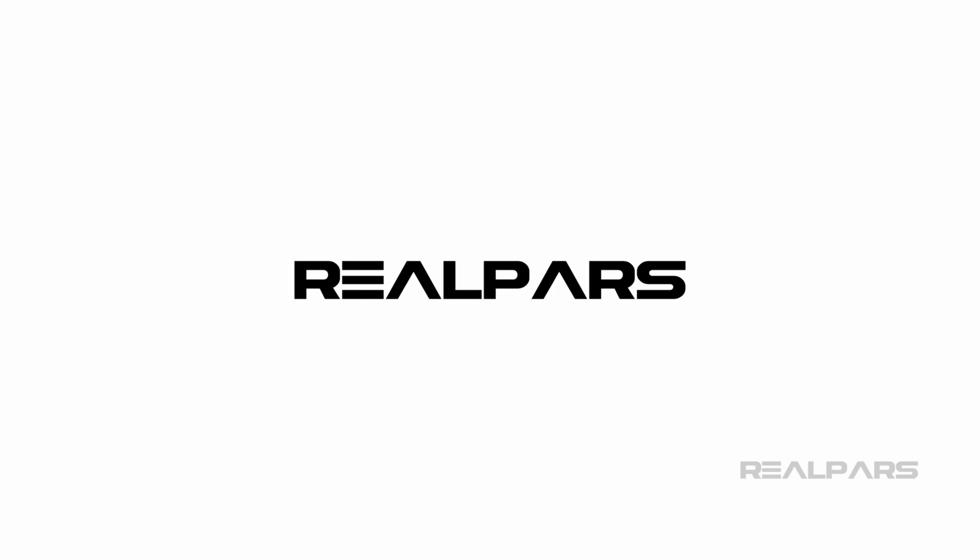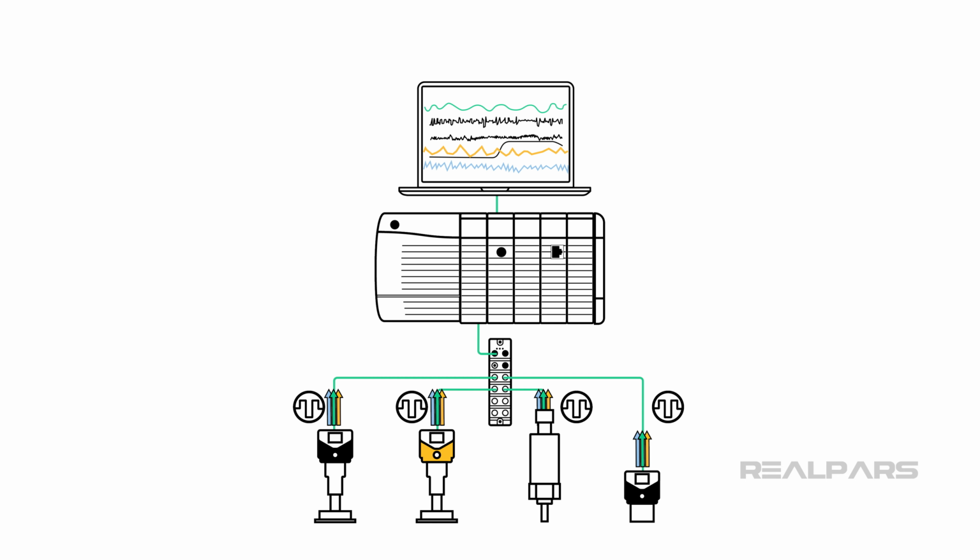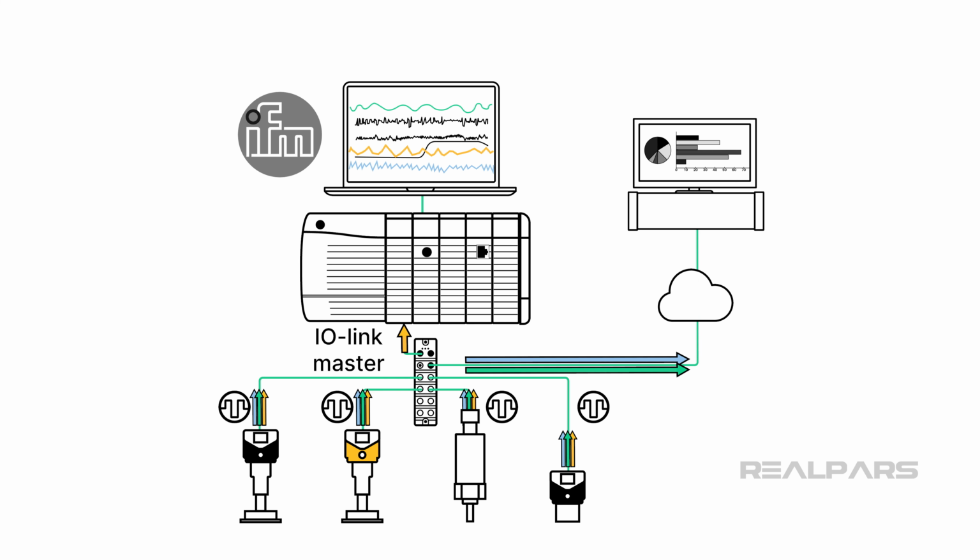In my previous IO-Link video, I explained how IO-Link can be used for sensor-to-controller communication to collect more data from sensors using a plant's existing infrastructure. If you missed that video, you can find it linked in the description below. In today's video, I'm going to show you how you can use IFM's DataLine IO-Link Master modules to send data from sensors on the shop floor to the cloud without modifying the control system.